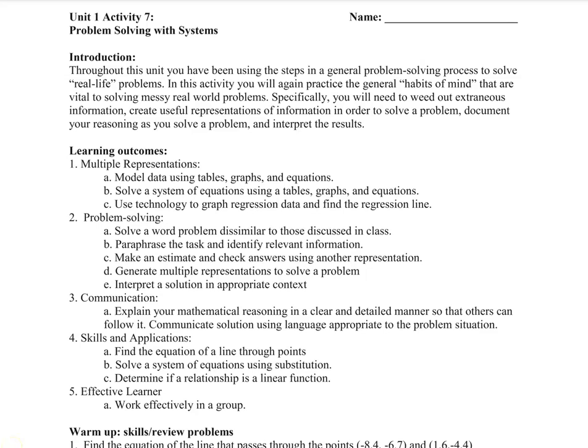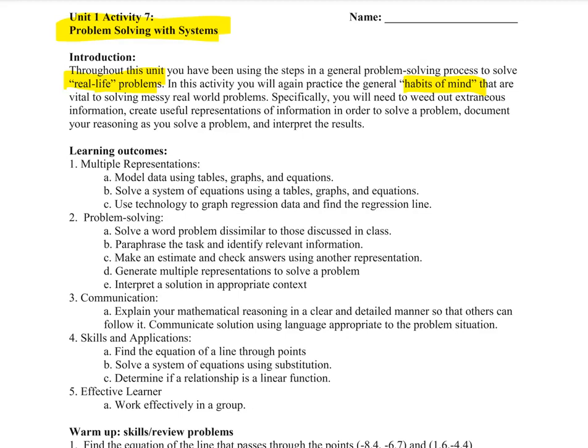Unit 1, Activity 7, Problem Solving with Systems. Throughout this unit, you have been using the steps in a general problem-solving process to solve real-life problems. In this activity, you will again practice the general habits of mind that are vital to solving messy real-world problems. Specifically, you will need to weed out extraneous information, create useful representations of information in order to solve a problem, document your reasoning as you solve a problem, and interpret the results.